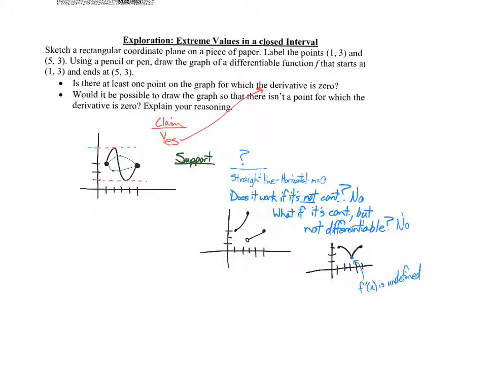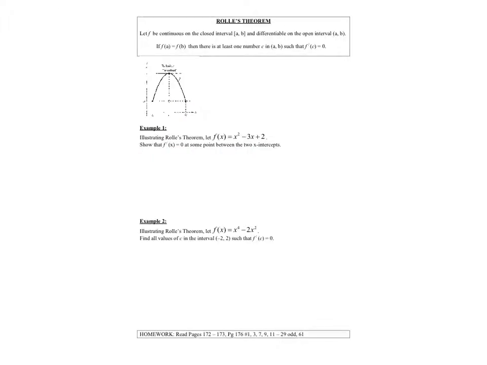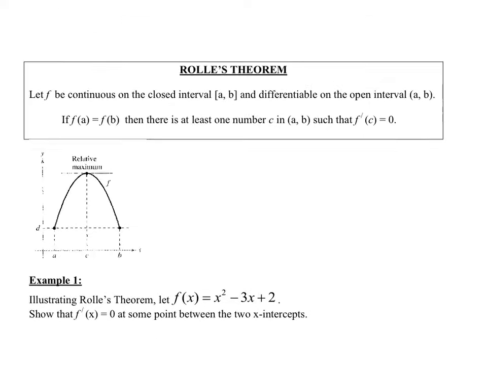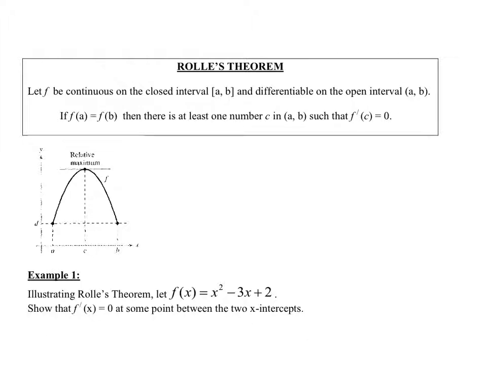Alright? Now, all of this is to introduce the theorem that we just kind of discovered here, we kind of illustrated, and that is what's known as Rolle's theorem. Okay? Rolle's theorem. Rolle's theorem says that f is continuous on a closed interval from a to b, and it's differentiable on the open interval from a to b. Okay, so the only place it may not be differentiable is at the endpoints. Okay?